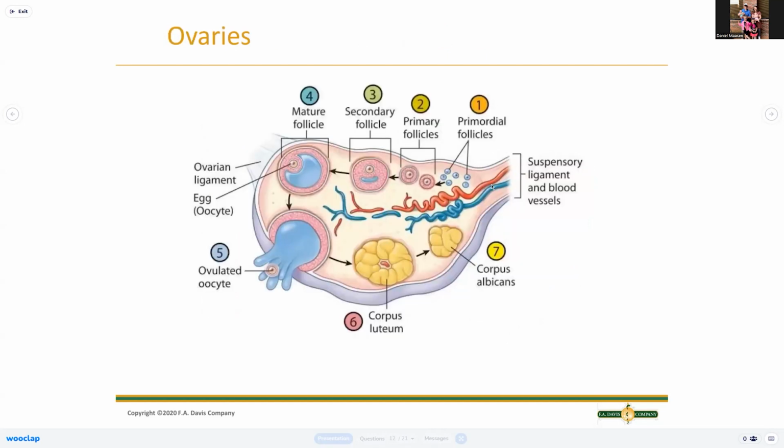All I really want, you don't have to know this process of the follicles. So you hear follicle, it's talking about sex cells. I think the only thing I'm going to highlight here, circling, is the oocyte.